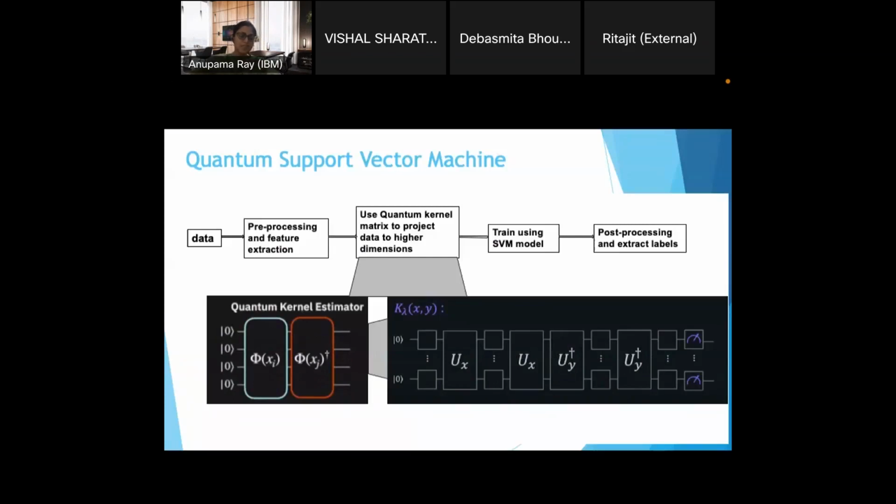So again, the same sort of steps here also. You have the classical data, you do some pre-processing, some feature extraction. Then you use this quantum kernel matrix. You want to extract this quantum kernel to be able to project this data to some higher dimension space. You train this SVM model, and this could be your classical SVM model also. We'll see how we can use a classical SVM, how we can use other models, and then you will do some post-processing.